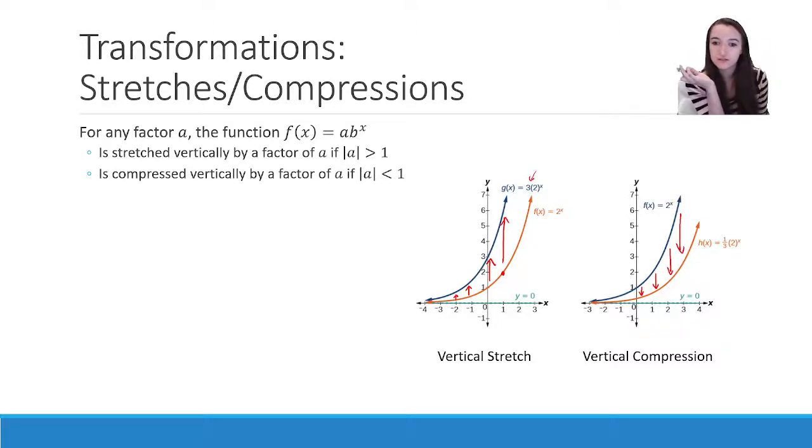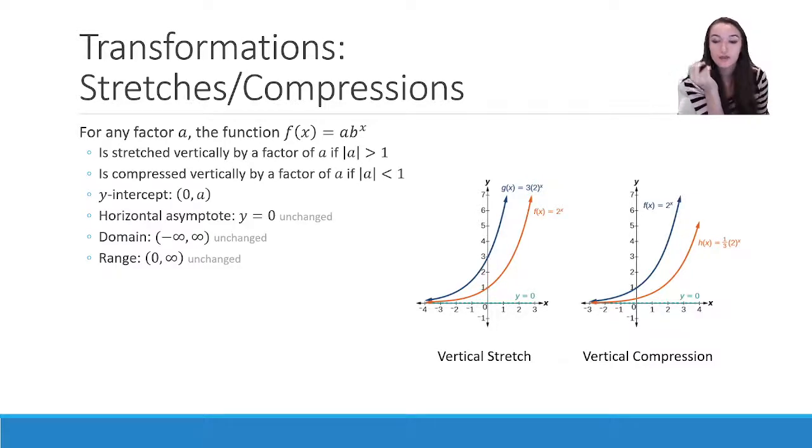So what fundamentally does this change? Basically, the only thing that is going to really change about your graph when you do a stretch is where the y-intercept occurs. So the y-intercept will occur at 0, a. Now this is, of course, a situation where we do not have any vertical and horizontal shifts to affect the y-intercept. So just the plain a b to the x, the y-intercept is at 0, a.